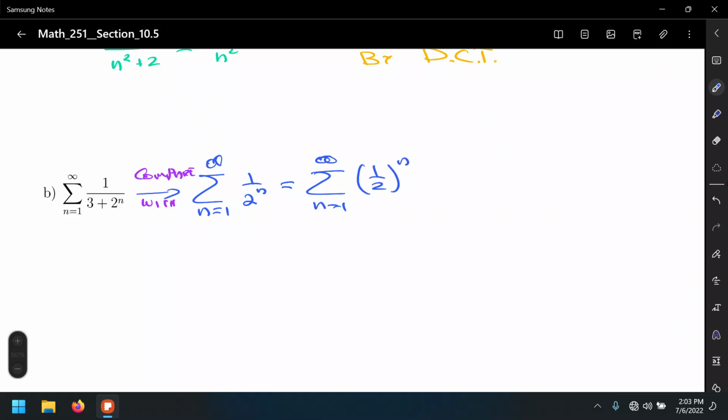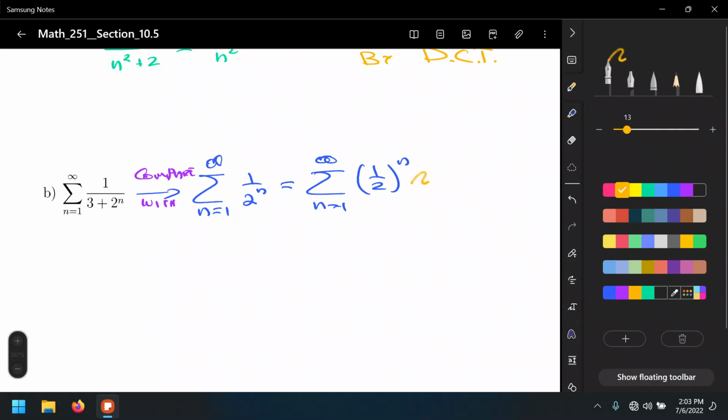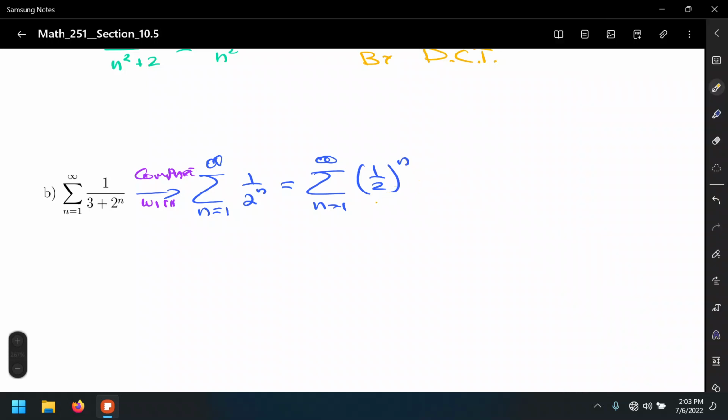And what do we have? From here we have a convergent or divergent geometric series? Convergent. Not a P series, geometric.